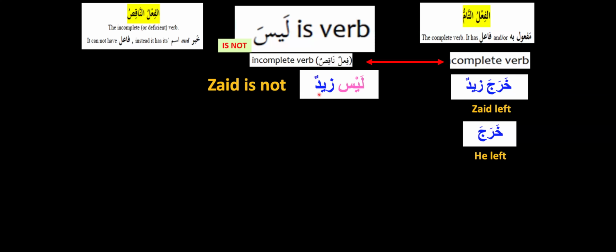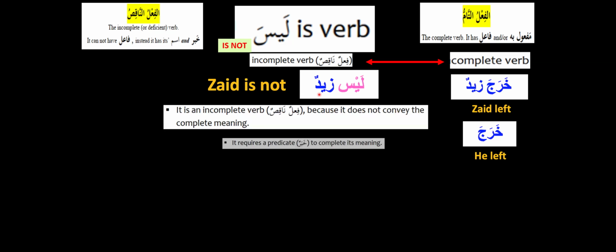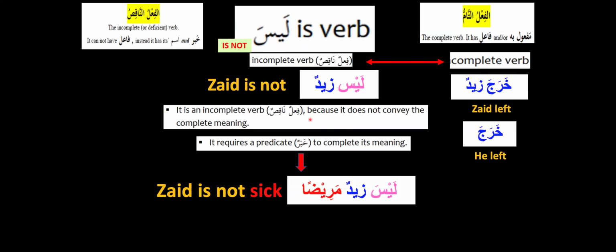We will say what Zaid is not. Zaid is not a doctor. Zaid is not a student. Zaid is not a teacher. So I need to give you some information, right? Because right now this incomplete verb is not able to convey any complete meaning, any information. So it requires khabar to complete its meaning. I need to give you some information about Zaid. What is Zaid not? So if I say laysa zaidun maridan, Zaid is not sick.